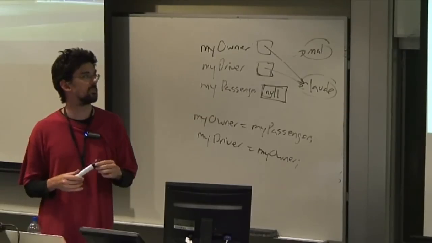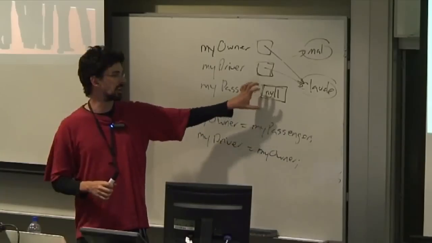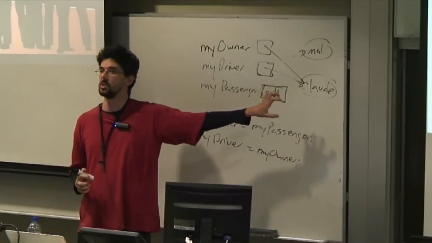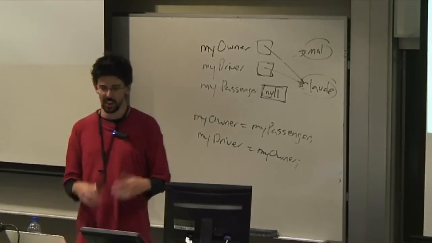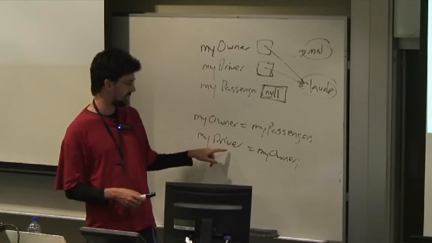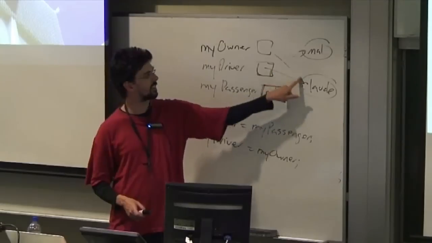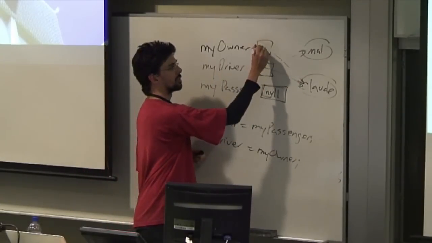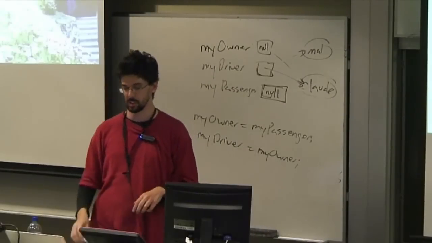And this is useful because sometimes we won't want, for example, if we don't have a passenger, we can use the null reference to indicate there is no person who is the passenger at the moment. And the null reference can be copied around like anything else. And so if we now said my owner equals my passenger, it would copy null into here. And so that would also become null and so forth. So null is a value that you can copy around.